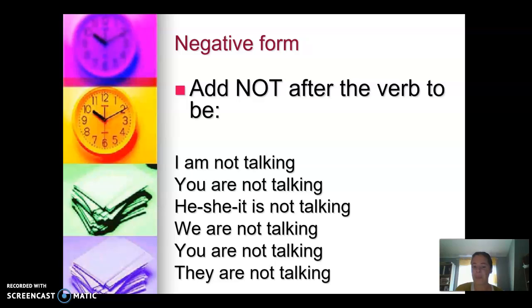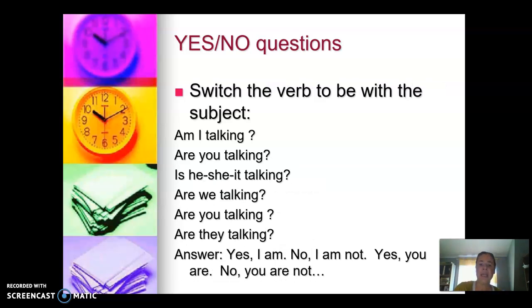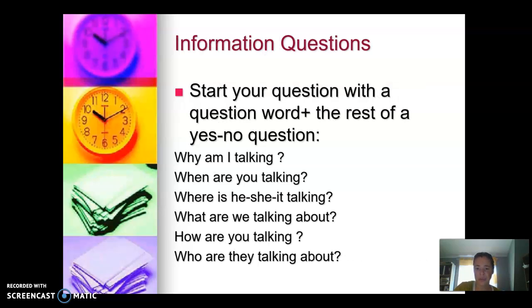The negative form, of course, like I said, you follow the pattern of the verb to be. So you put not after the verb to be for the negative form. Yes, no question. Again, switch the subject with the verb to be, and you have your question there. Yes, no question. Of course, once again, if you have a question with the verb to be, you answer with the verb to be for a yes, no question. So, yes, I am, no, I'm not, etc., etc. Those are yes, no questions, so that means you answer with yes or no, short answers.